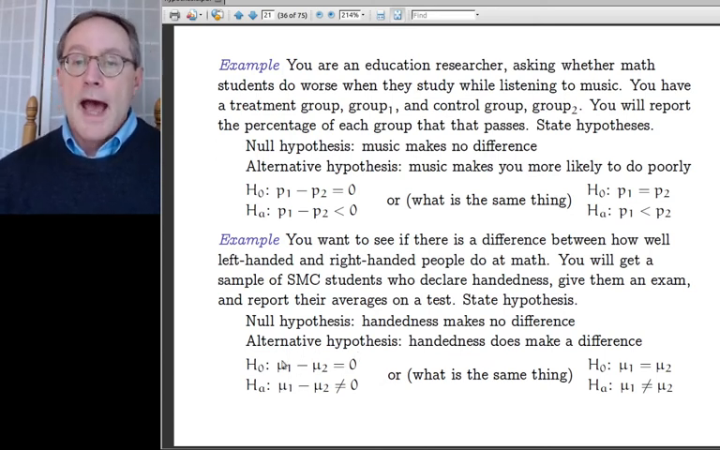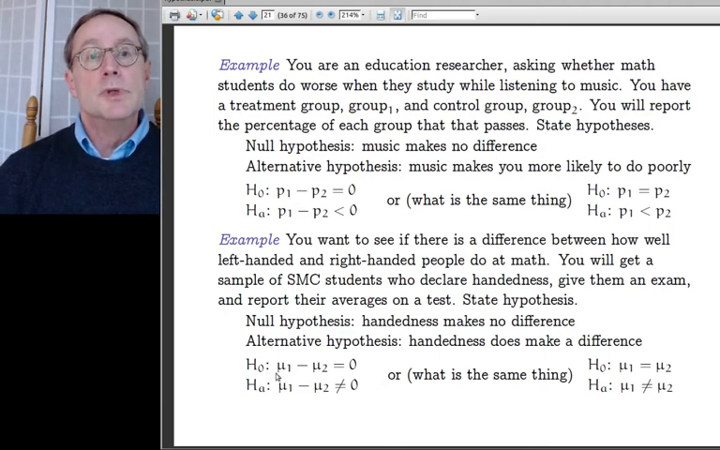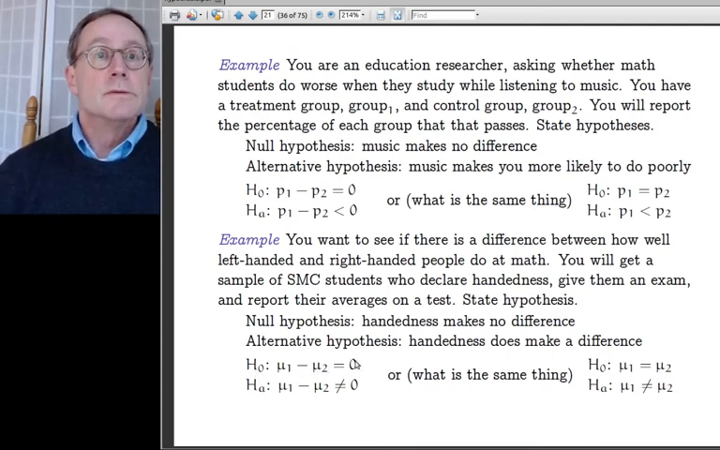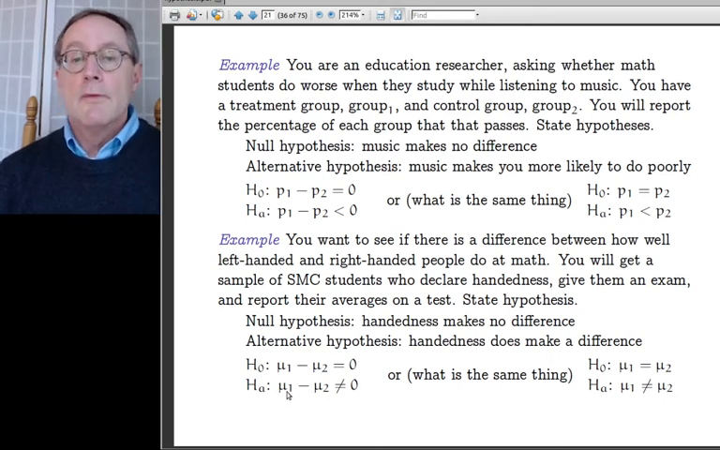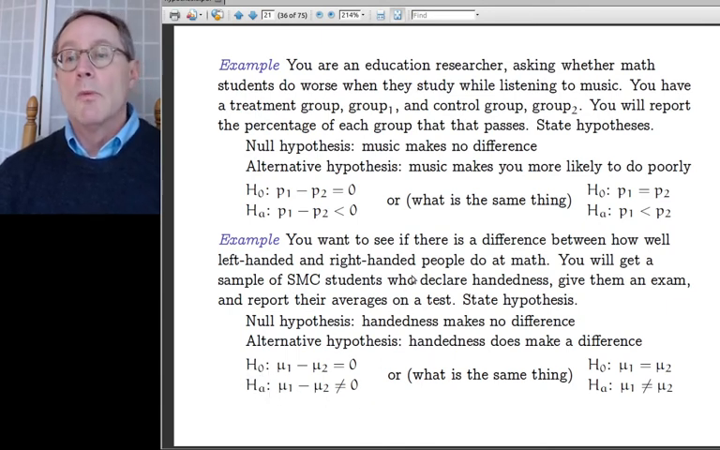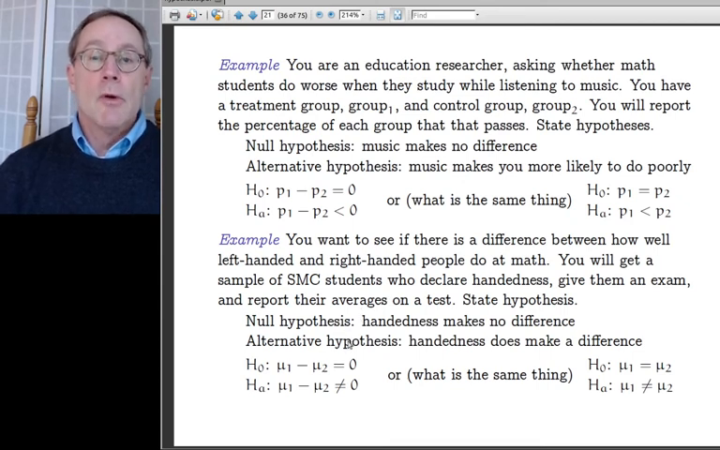You always have the population symbols here. So this doesn't say x bar 1 and x bar 2. It says mu 1 and mu 2 because we don't care about the sample, we care about the population. If we took every left-handed person in the world and every right-handed person in the world, what would we find? And the null hypothesis people are saying you wouldn't find any difference. So what do the HA people say? Well, when you read the question, it doesn't tell you better or worse. It just says different.